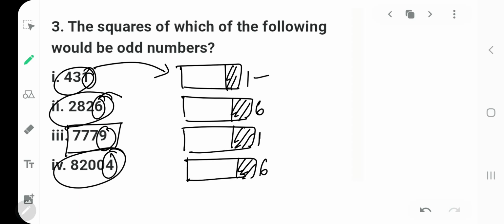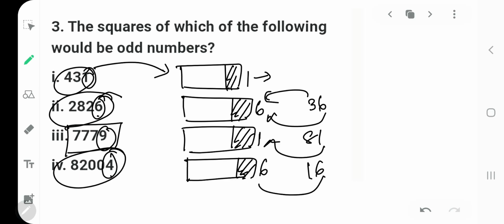How did it come? See, got my point? The square of 1 is 1, sorry, 6 squared is 36, so last digit is 6. 9 squared is 81, so last digit is 1. 4 squared is 16, so last digit is 6. So this is how we find out the last digit of your square numbers.